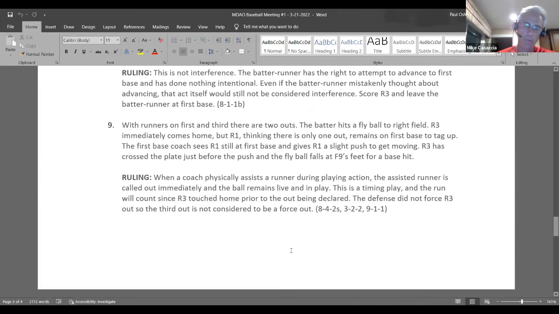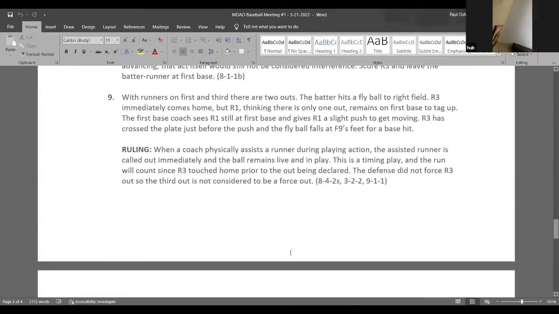On to number 9. Hopefully we'll get better ones. The runner's on first and third with 2 outs. The batter hits a fly ball to right field. R3 immediately comes home, but R1, thinking there is only 1 out, remains on first to tag up. First base coach sees R1 still on first and gives R1 a slight push to get him moving. R3 crossed the plate just before the push, and the fly ball falls at the right fielder's feet for a base hit.